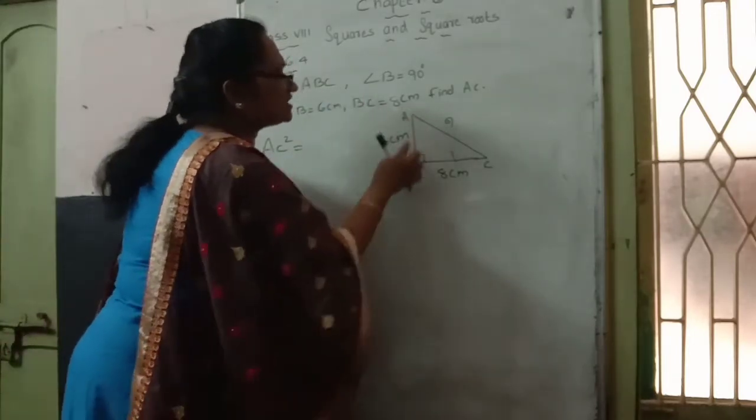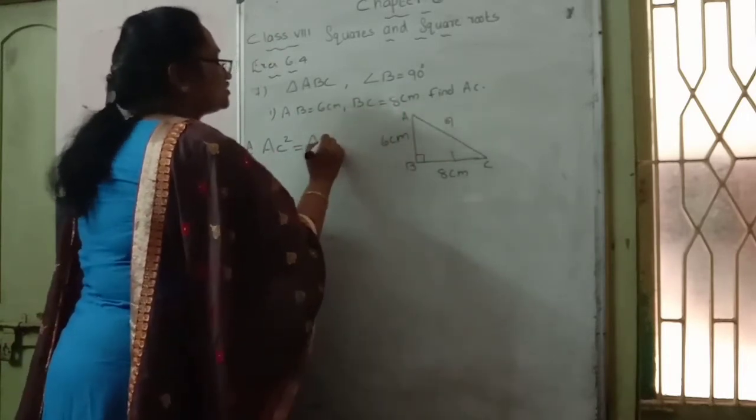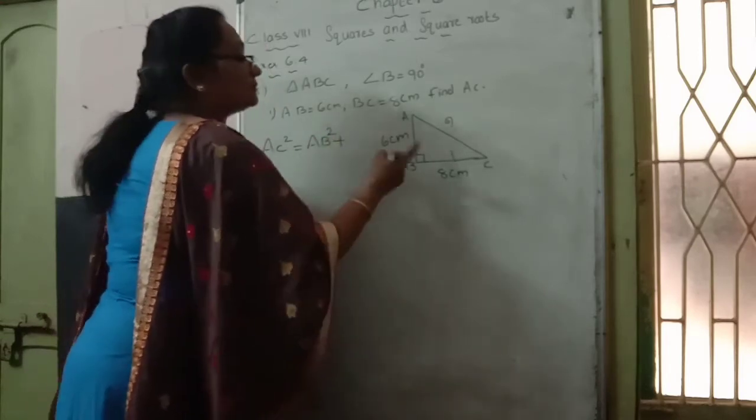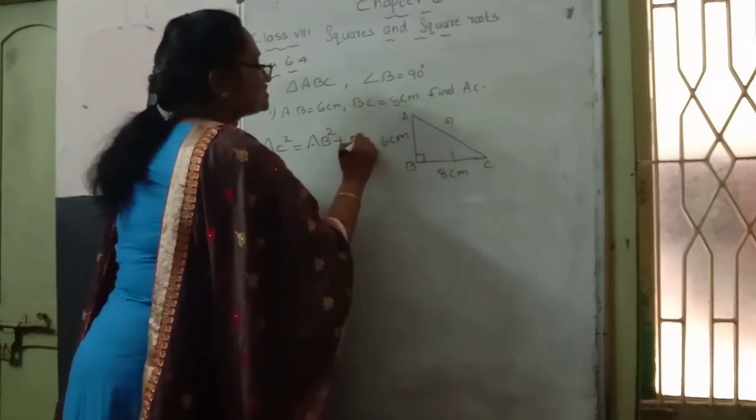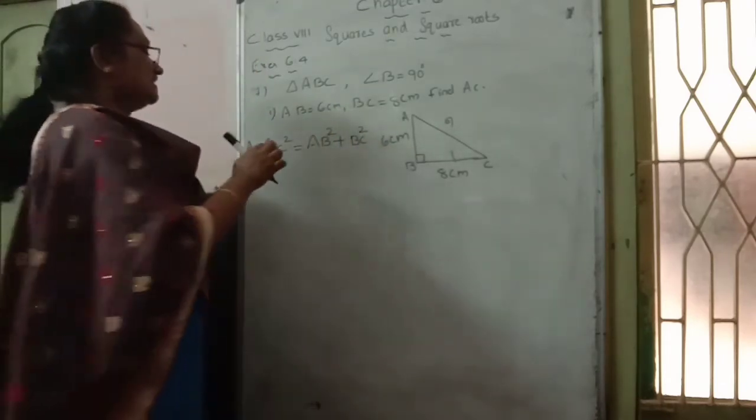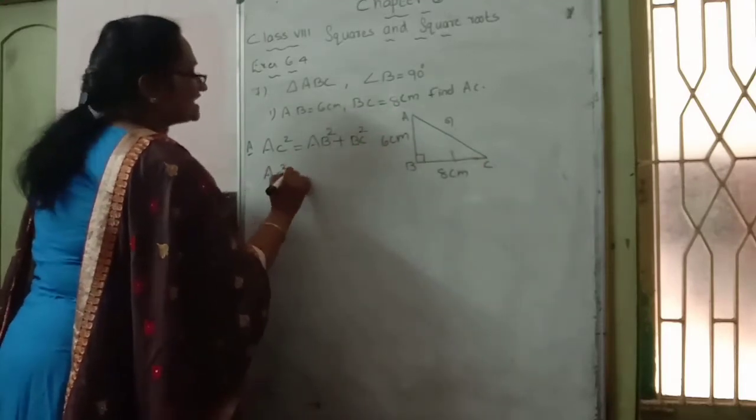Which is our altitude? The height is represented by the altitude AB. So AB squared plus base squared. The base is BC, so BC squared. The AC value we don't know, and our aim is to find that side value.